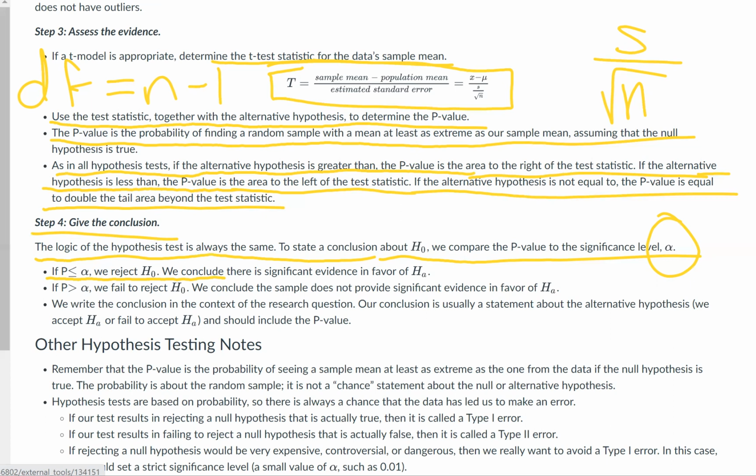The null hypothesis, we can conclude that there is significant evidence in favor of the alternative hypothesis. On the other hand, if the p-value is greater than alpha, we fail to reject the null hypothesis. We conclude the sample does not provide significant evidence in favor of the alternative hypothesis. We write the conclusion in the context of the research question. Our conclusion is usually a statement about the alternative hypothesis, that we accept the alternative hypothesis or we fail to accept it, and should include the p-value. So those that are statistics savvy know exactly how sure we were here.